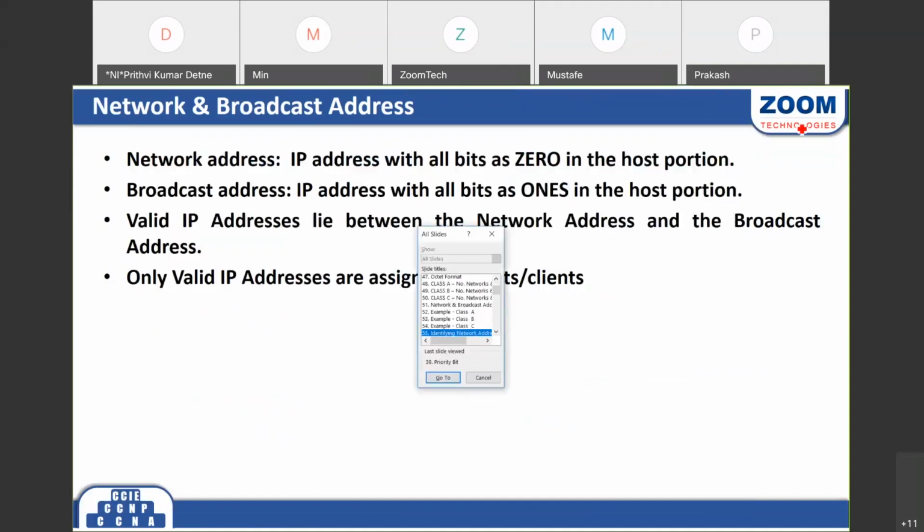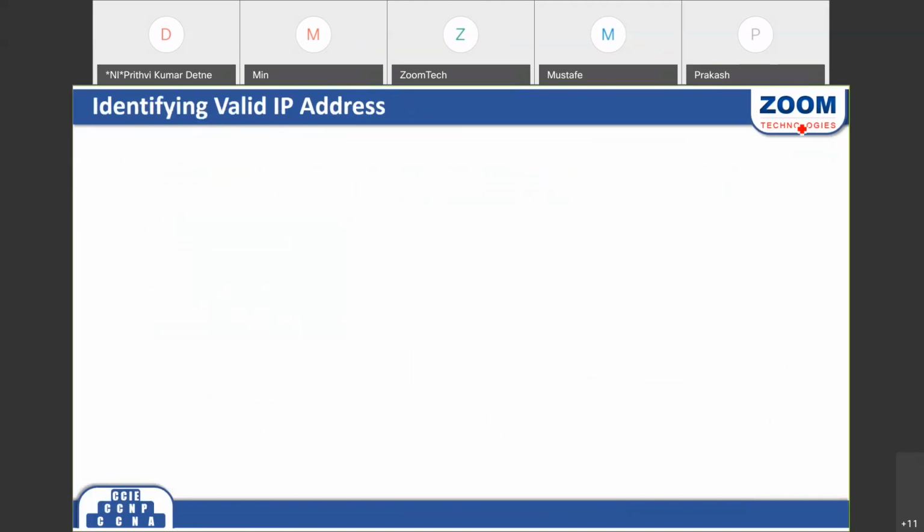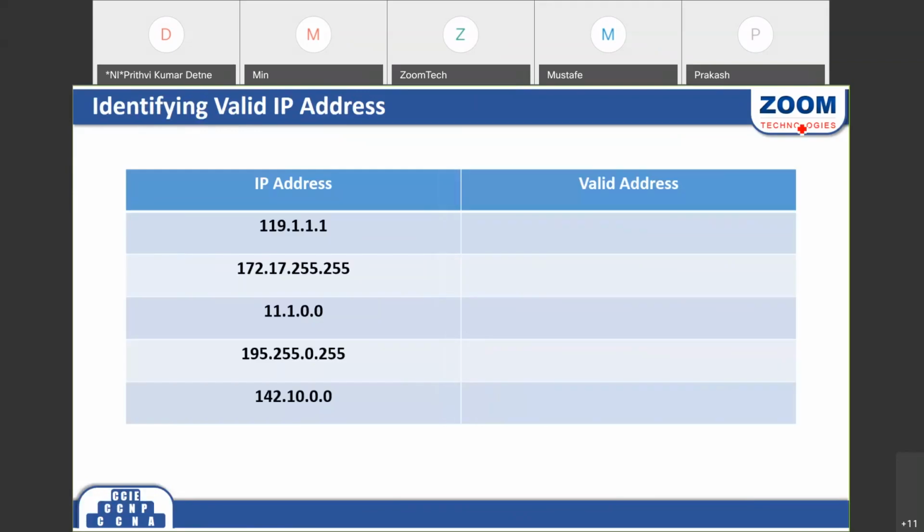Here I have some questions, and I'll solve them. Identifying valid IP addresses. First example: 119.1.1.1. Is it a valid IP address? Yes or no? Yes, it's valid. Very good, all of you.